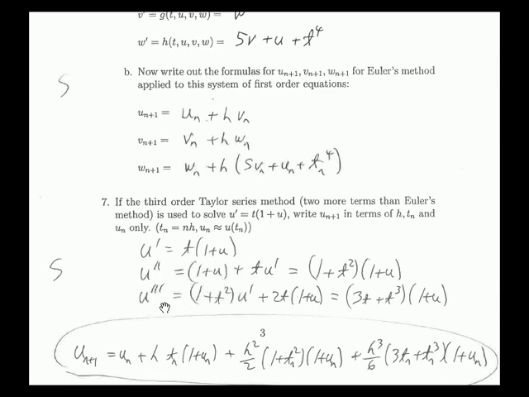For u triple prime, take the derivative of that with respect to t, product rule: 1 plus t squared times the derivative of 1 plus u, which is u prime, plus 1 plus u times the derivative of 1 plus t squared, which is 2t. And simplify that, plugging in what u prime is, and get everything in terms of t and u only.